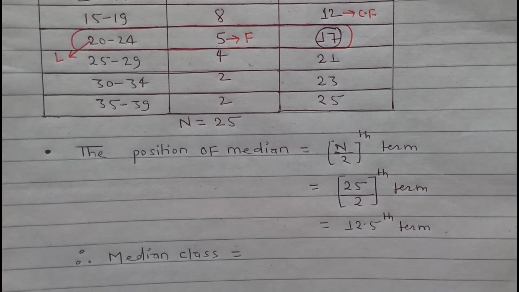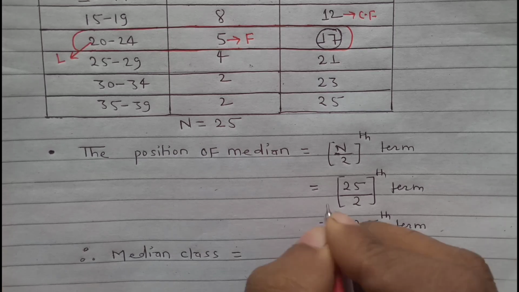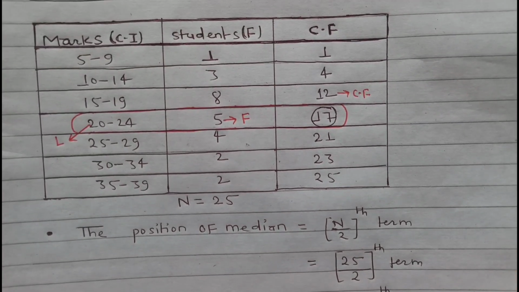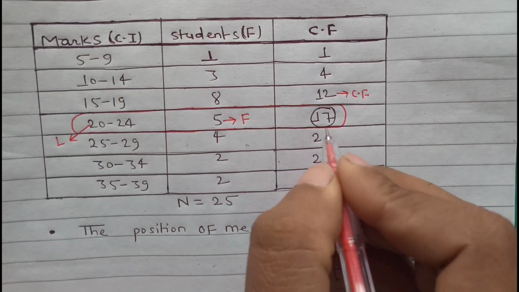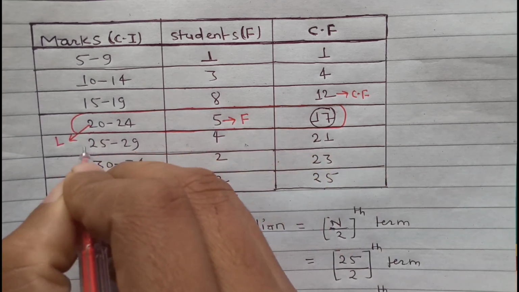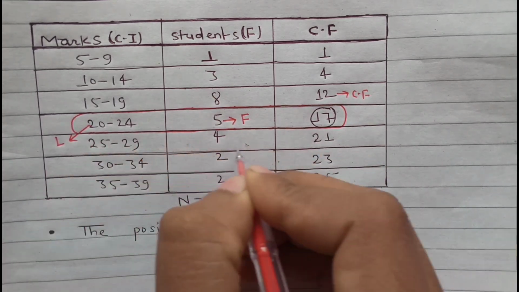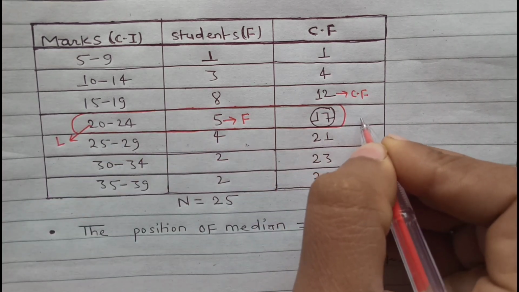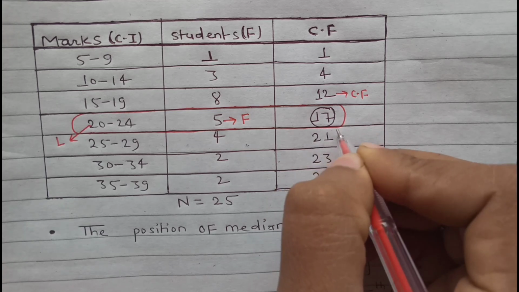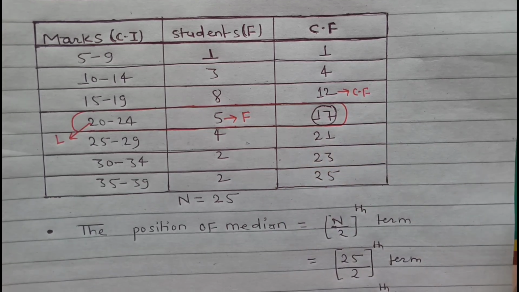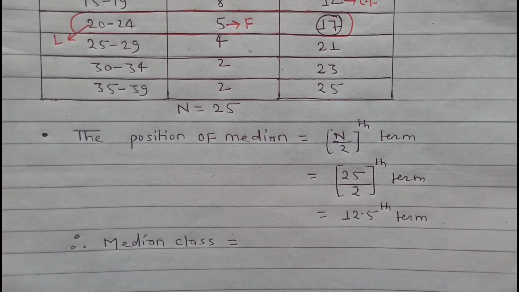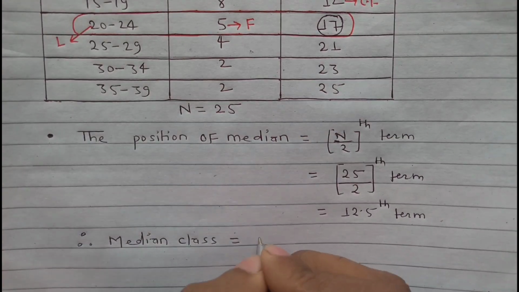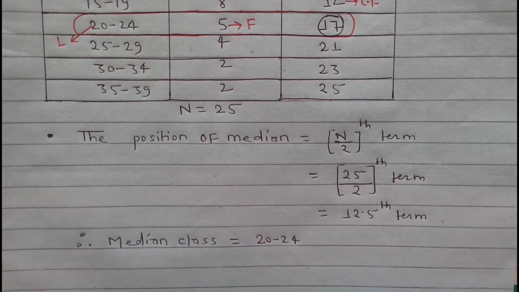So if there is a question like if the position of median is 21 here, we have to find in the CF table whether there is 21 or not. So this table we assume for the median, this will be F, 25 is L, and 17 is CF. We have to take CF above. Clear? Now the median class is 20 to 24. We have to write here, median class is 20 to 24.